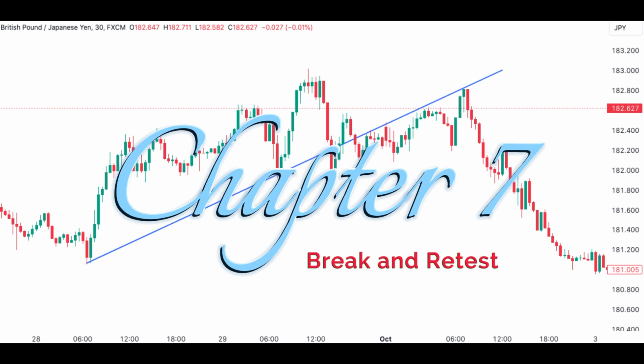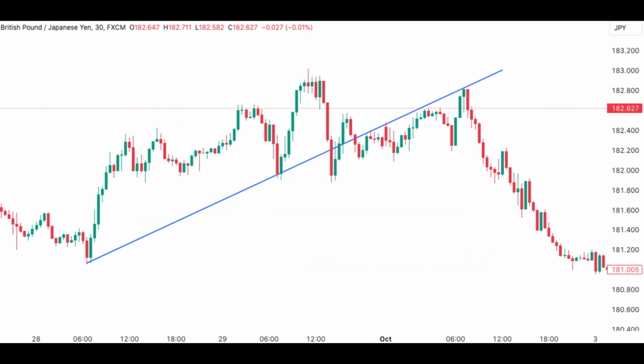Now, let's look at the break and retest strategy. The break and retest strategy occurs when price is in a process of reversal to a new trend. It's a very high-probability reversal strategy used to confirm a change in market sentiment. There are 3 variations of the break and retest strategy.